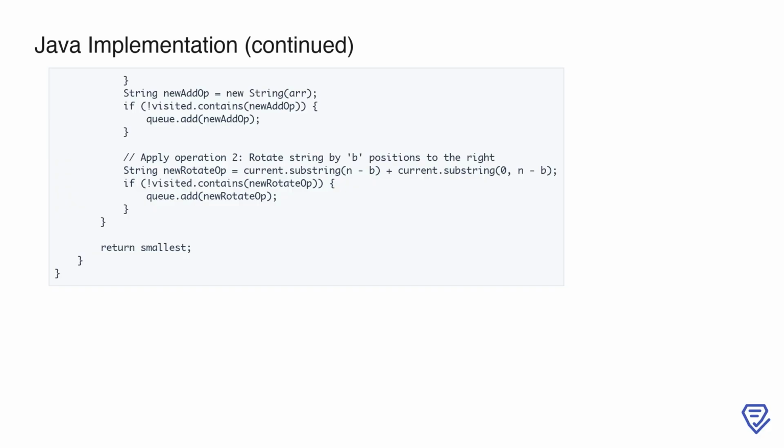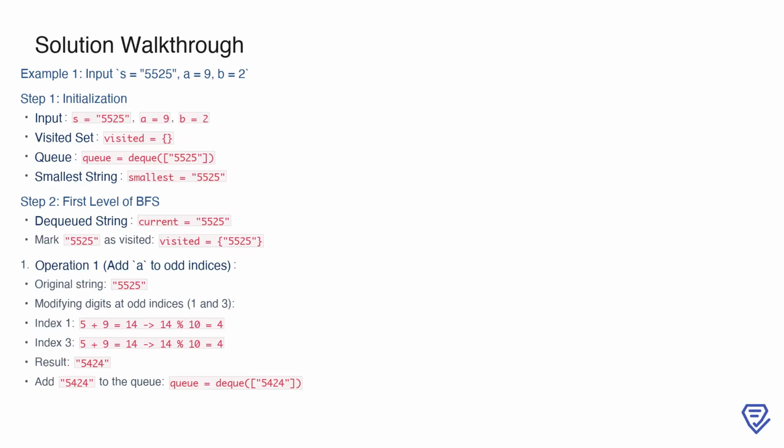Next, we implement the second operation, which involves rotating the string by b positions to the right. To achieve this, we use substring operations to split the string and rearrange its parts in the required order. The result is stored in the variable newRotateUp. Again, if this rotated string hasn't been visited, we add it to the queue. The while loop continues processing strings in this way, applying the two operations and checking each resulting string until the queue is empty. Finally, when all possibilities have been explored, the method returns the smallest string found, which is stored in the smallest variable.